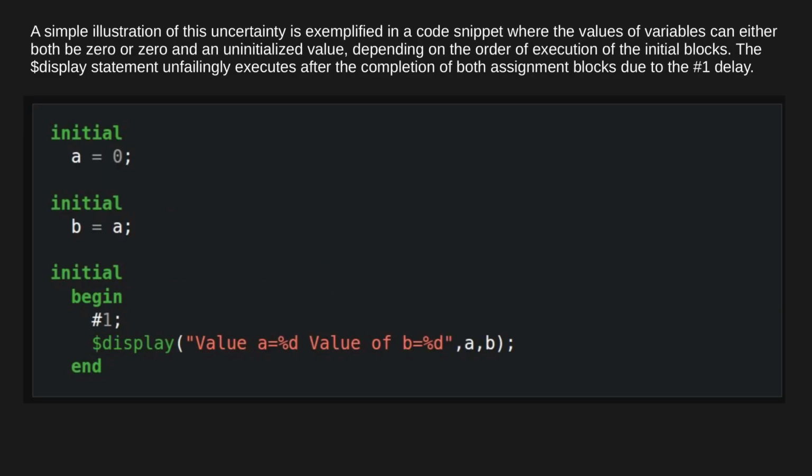A simple illustration of this uncertainty is exemplified in a code snippet where the values of variables can either both be 0, or 0 and an uninitialized value, depending on the order of execution of the initial blocks. The $display statement unfailingly executes after the completion of both assignment blocks due to the #1 delay.